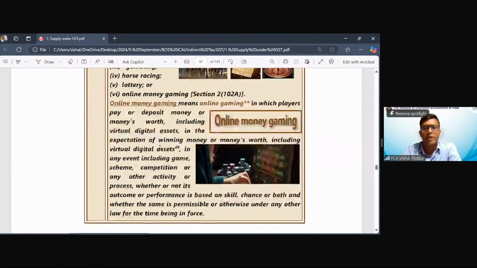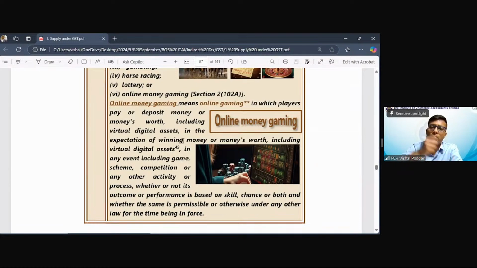Now here we read the definition of online money gaming, which I explained at the start when I was explaining the supplier amendment. Online money gaming is online gaming in which the player pays or deposits money. So as I said, you put that 100 rupees as your stake money, including virtual digital asset. So either you put money or you give in virtual digital asset. Why do you give it? In expectation of winning. So I have put it as a bet, as a stake.